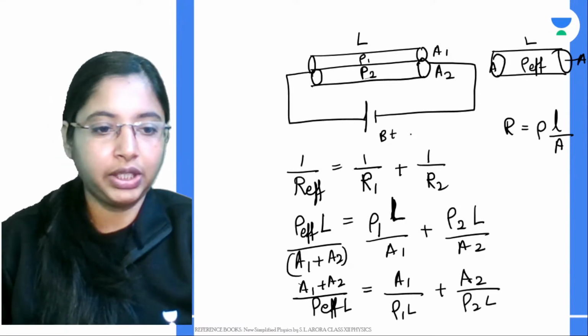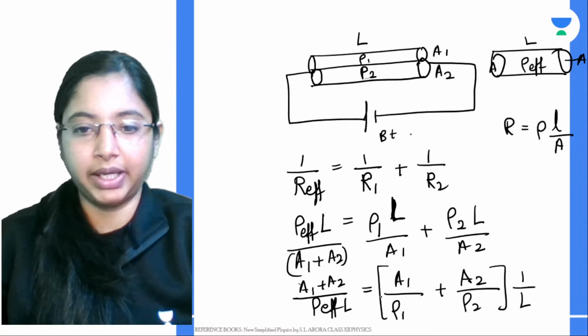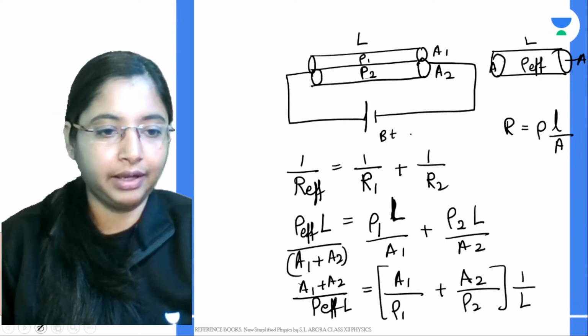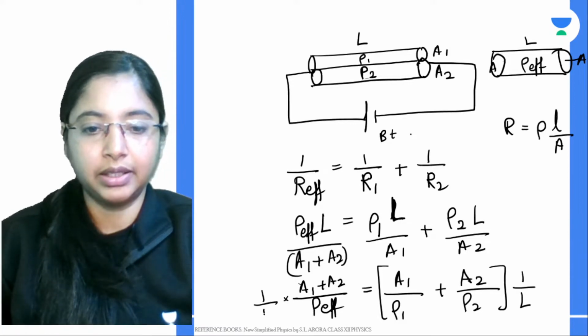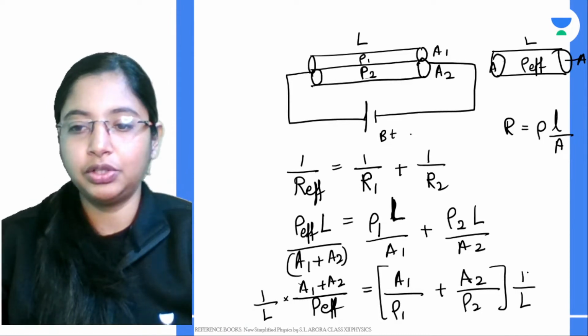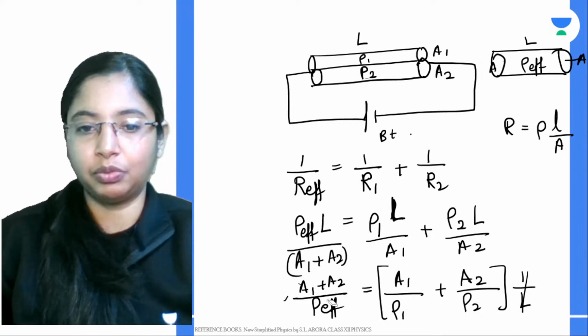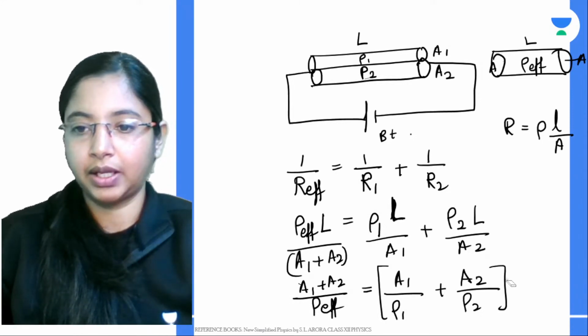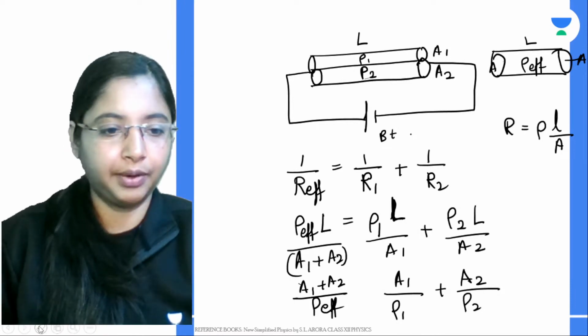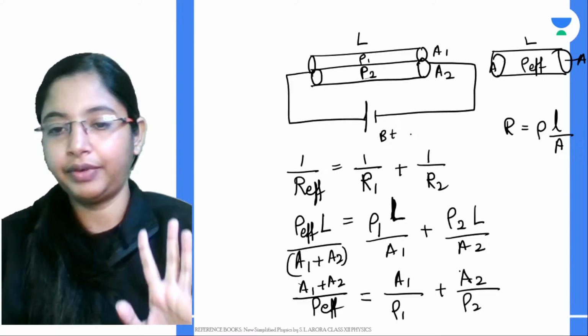What we are going to do is take L commonly out in both these cases. If you take L commonly out, you have 1 by L here, and in this one also we have 1 by L. Since we have the same quantity on both sides, these two can be cancelled, so this value can be removed. Now, from here, all we have to do is find the effective resistance.